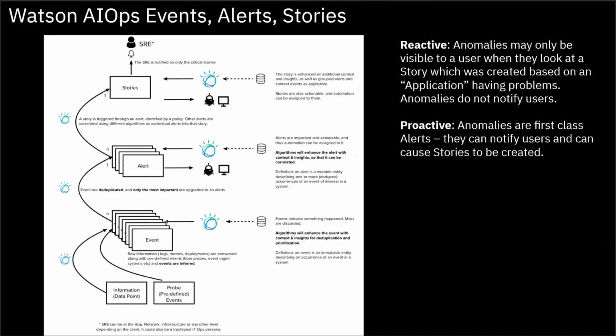So in AIOps, we often talk about the concept of events and alerts and stories. And you can see as we go higher up this chain, the fewer we have of each. So anomalies will come in as events, and then they will get promoted to alerts, and then they will get promoted into stories. And I guess the thing is that ideally a lot of these things are automated away.